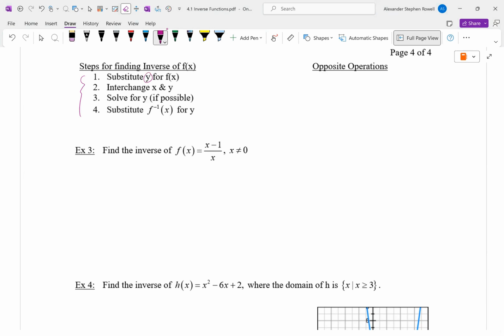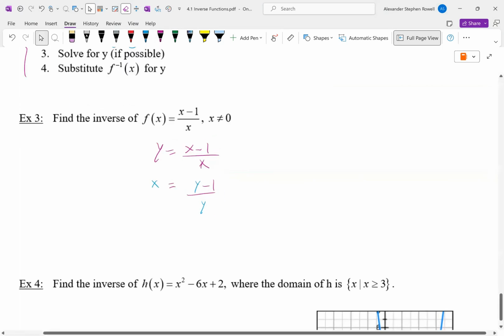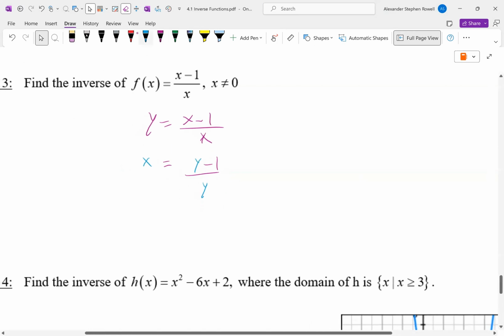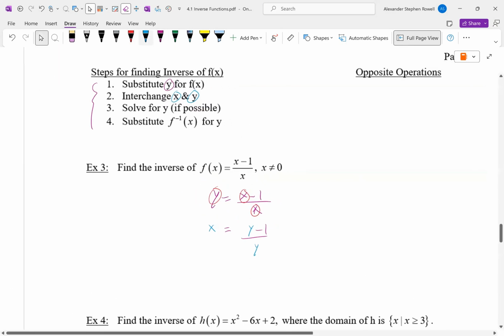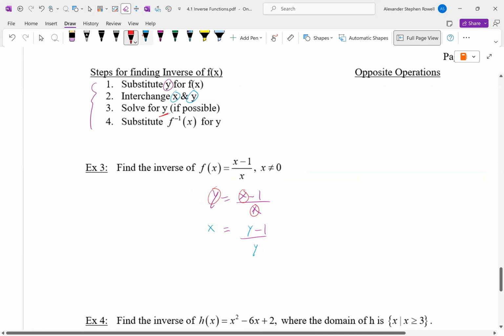You change y for f of x. The next thing you do is you interchange all the x's and the y's. X is equal to what? Y minus 1 over y. Is everyone comfortable with that? I changed these values, y's and x's. Okay, and what's the hard part? Solve for y. That's step 3. Get y by itself.